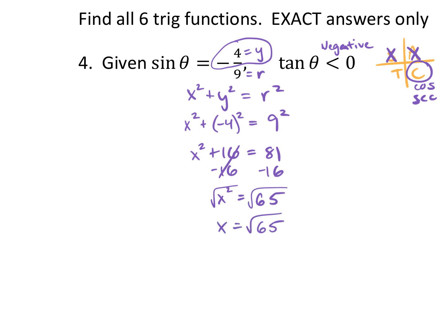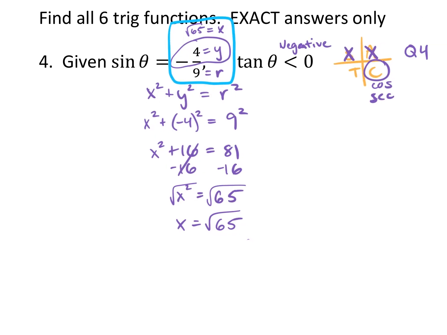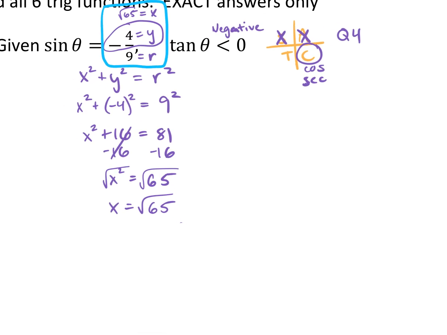Can I simplify the square root of 65? No. Our two factors are 5 and 13. Can't break it down anymore. So just the square root of 65 would be our x. I'm going to write that in my list up here. So now I have my x, y, and r. Let's find our 6 trig functions.